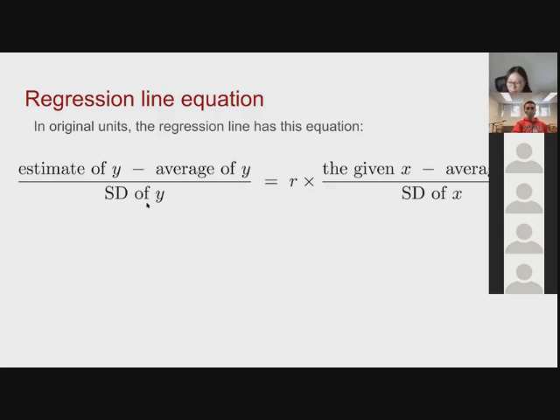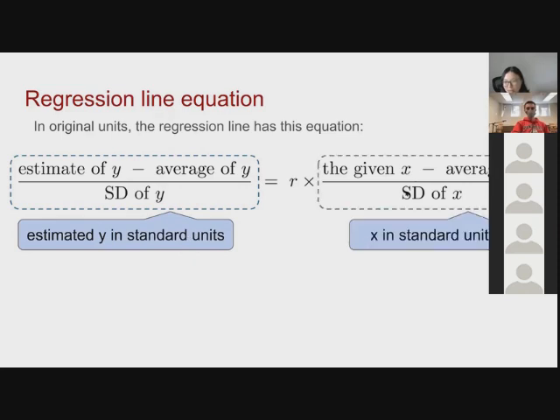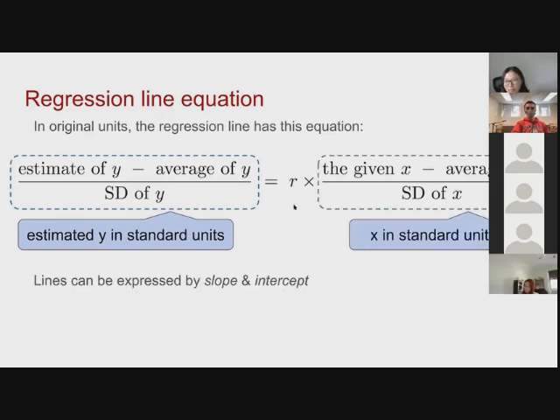So that's what we mean just now. This is the estimate of y in standard units, the x in standard units, and the little r over here again is our correlation. Pretty much, the slope and intercept that we're going to introduce is just trying to express this equation in a particular way.